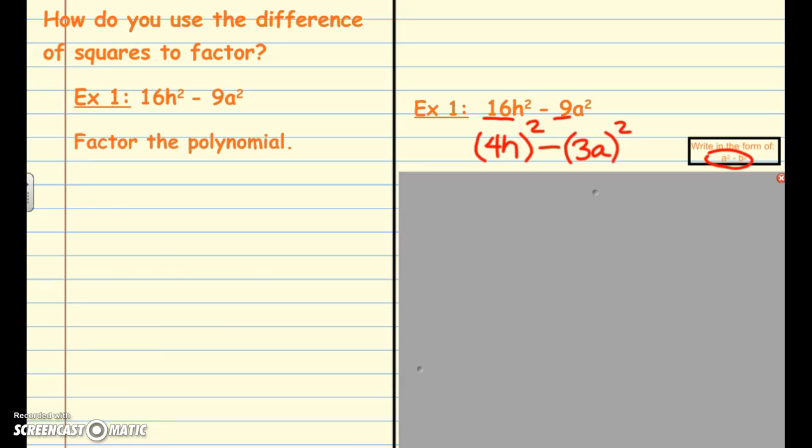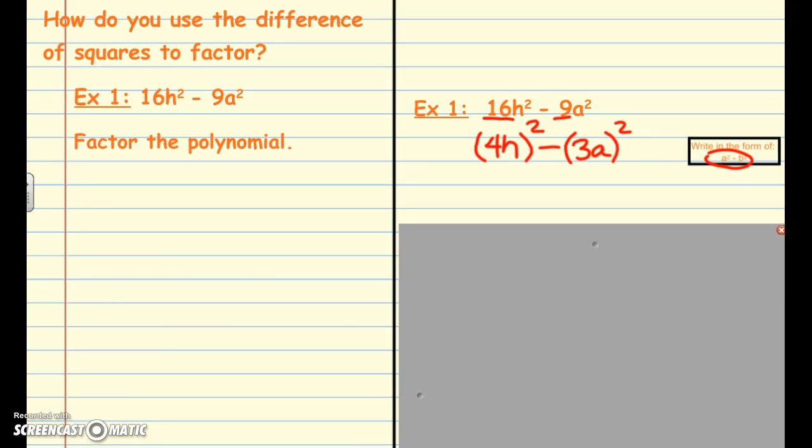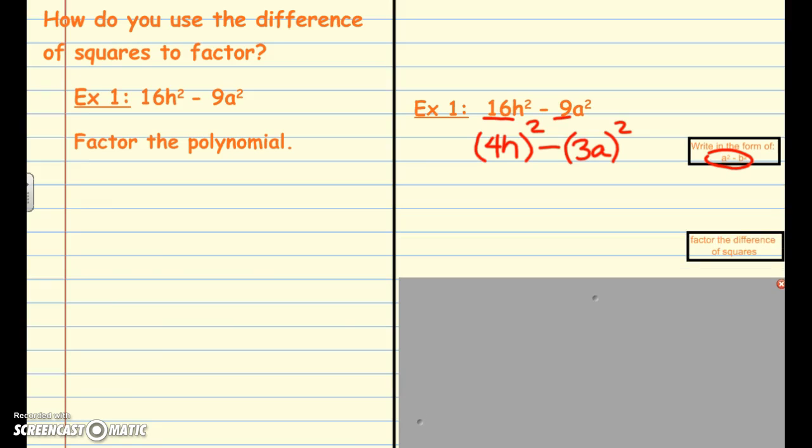And then, just like in the previous slide, once you have them split up into a squared minus b squared, you are going to factor that difference of squares. So you're going to set up two sets of parentheses, and in each set of those parentheses, they're each going to get a 4h, and they're each going to get a 3a.